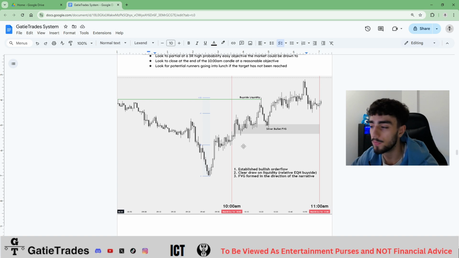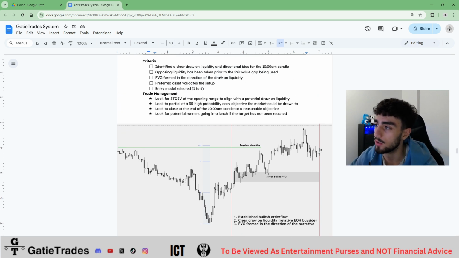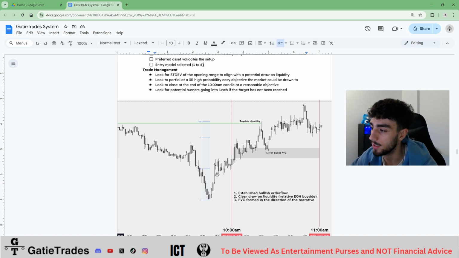So this is a brief example. The narrative is established: bullish order flow from 10 a.m. to 11 a.m. You can see we've had this smart money reversal, and we have these relative equal highs up here. Using this narrative and directional bias for the 10 a.m. candle, let's go through our checklist. Has opposing liquidity been taken? Yes, right here and here. All the sell side has been taken. So from 10 a.m. to 11 a.m., liquidity has been taken.